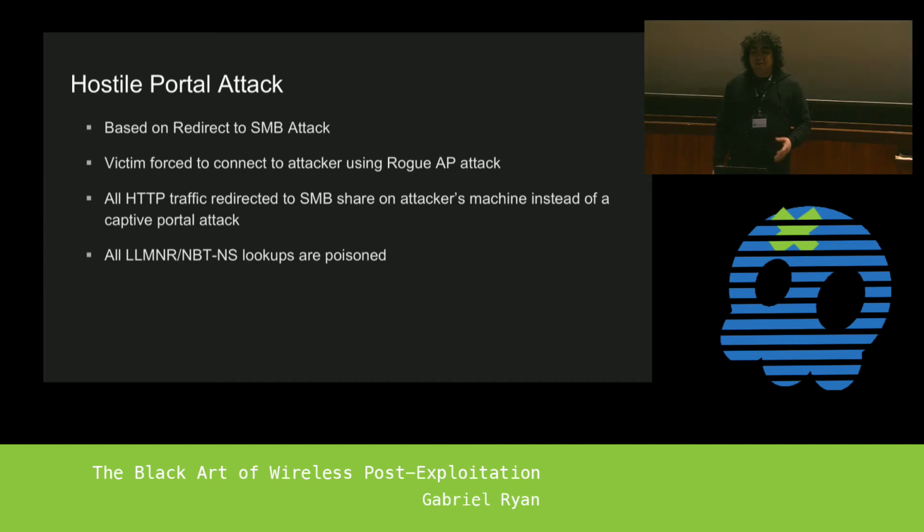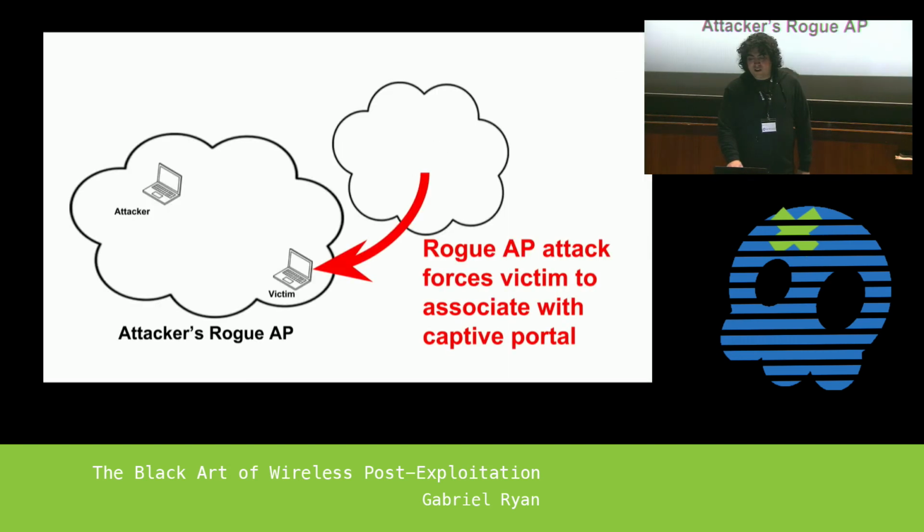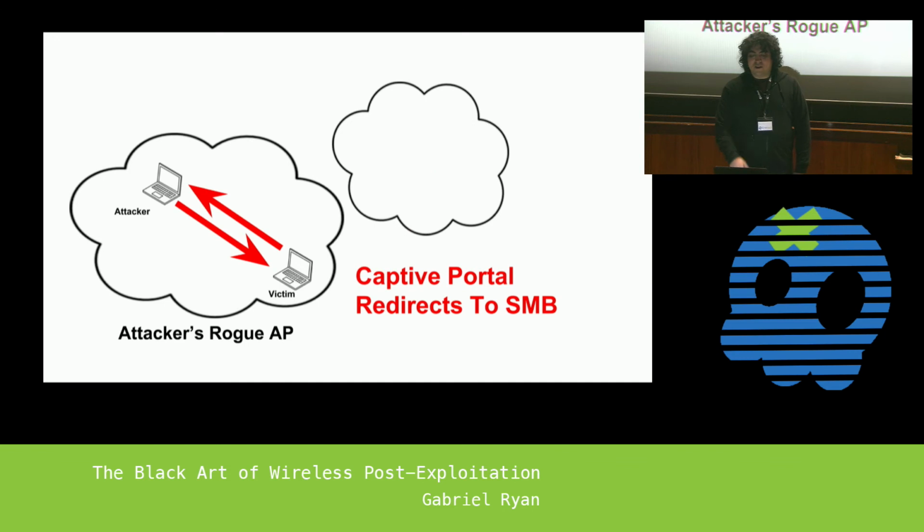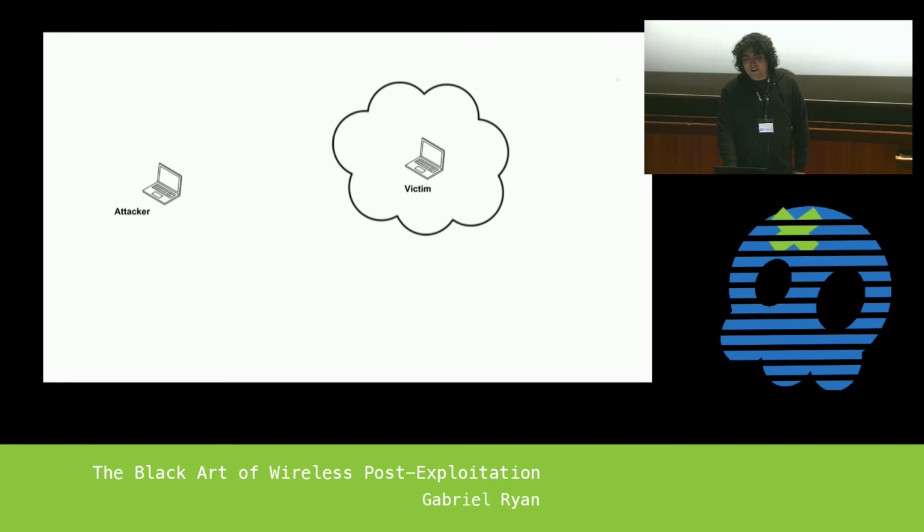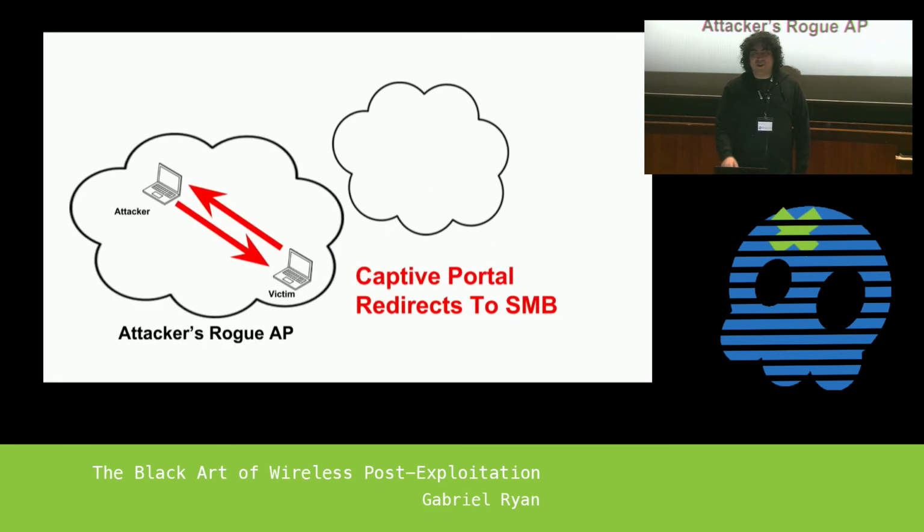The way that it works is that you first force a victim device to connect to you using a rogue access point attack. And then instead of redirecting all their traffic to a login page or something, you redirect it to a rogue SMB server. And what does that cause them to do? Similar to the redirect to SMB attack that we saw earlier, that will actually cause the victim's browser to authenticate with the attacker. So the whole workflow for this attack is that you force them to connect to you, you start redirecting their HTTP traffic to SMB, and that forces them to perform NTLM authentication with you.